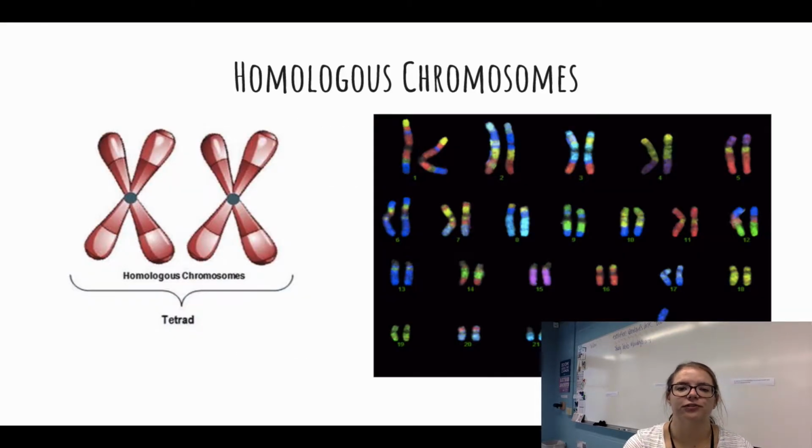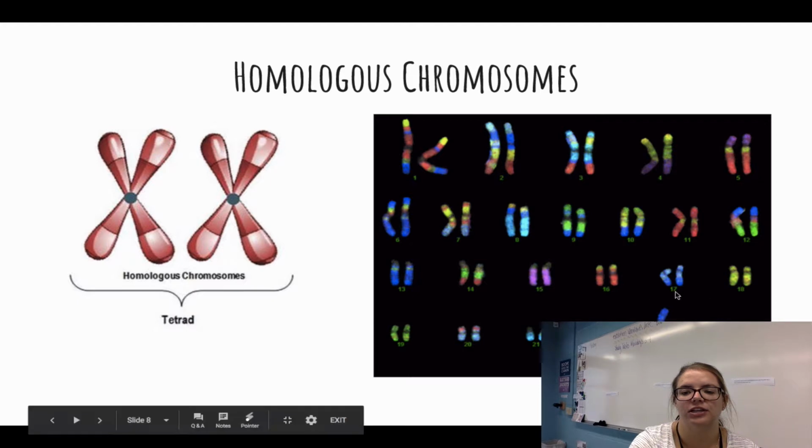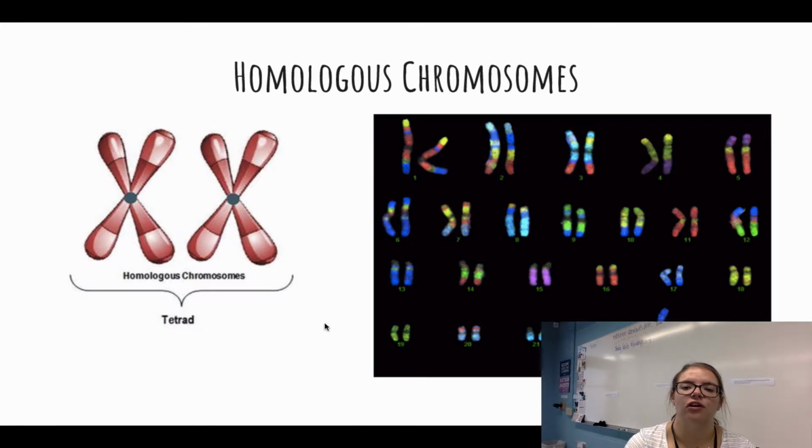And here's a good picture of homologous chromosomes so you can kind of see what they look like. So that picture on the right there, that's called a karyotype, and you can see the chromosomes are lined up with their homologous pair. This person is male though, so you can see down here they have one X and one Y. They don't have a pair, right? But the others are all homologous.